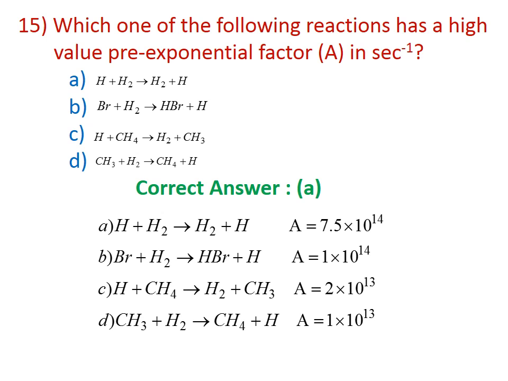For C, H plus CH4 gives H2 plus CH3, A will be equal to 2 into 10 to the power of 13. And D, CH3 plus H2 gives CH4 plus H, and A will be equal to 1 into 10 to the power of 13 second power minus 1. Therefore, reaction 1 has the highest pre-exponential factor A. The correct answer is A.